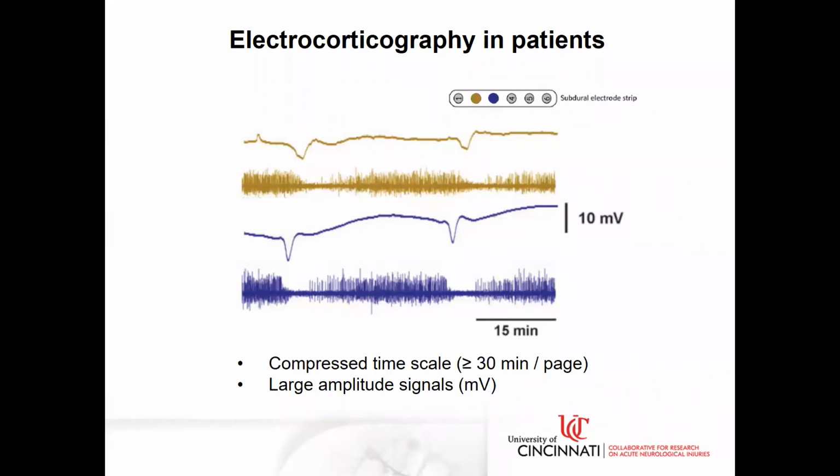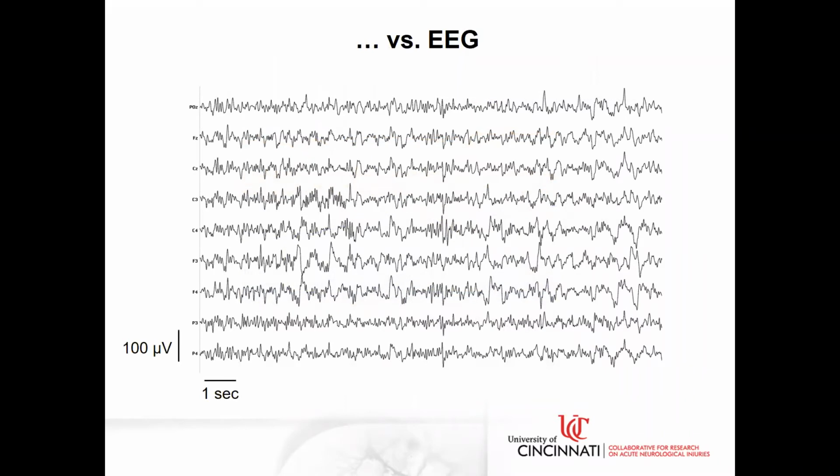Now, contrast this to what we're used to in clinical electrophysiology, basically in EEG recordings, which is the display of data on a very expanded time scale, so that you're only looking at seconds per page rather than minutes or hours. And then also the amplitude, where activity is typically in the 100 microvolt or smaller range, as compared to 100-fold greater in the millivolt range.